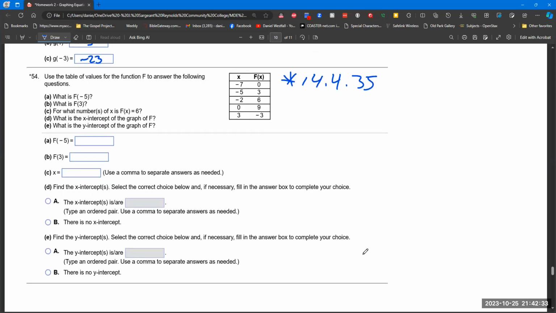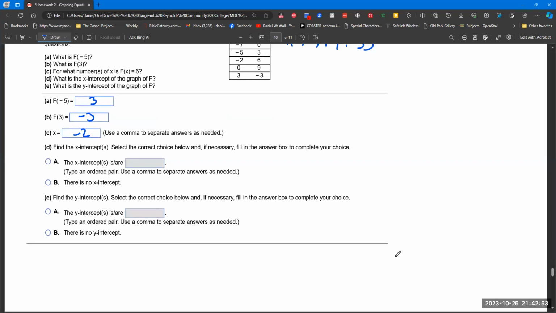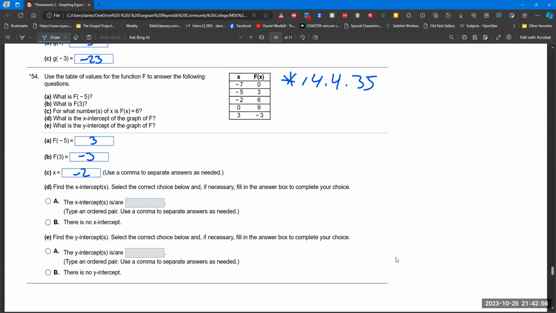Let's look at this table to answer the next questions. When x is -5, y is 3. When x is 3, y is -3. x equals what when capital F of x, or y, equals 6? So that's got to be x equals -2. The x-intercepts are when y equals 0. So that's at -7, 0. It says it wants an ordered pair. The y-intercept is at 0, 9.